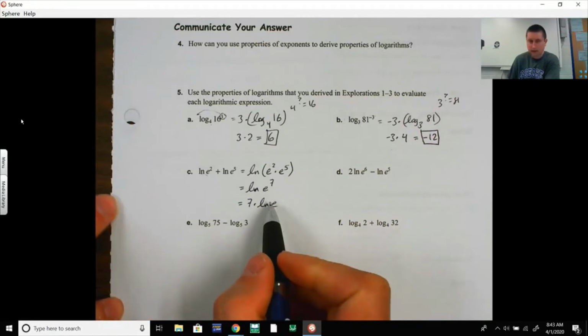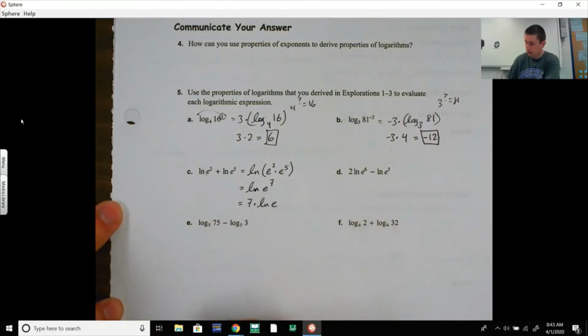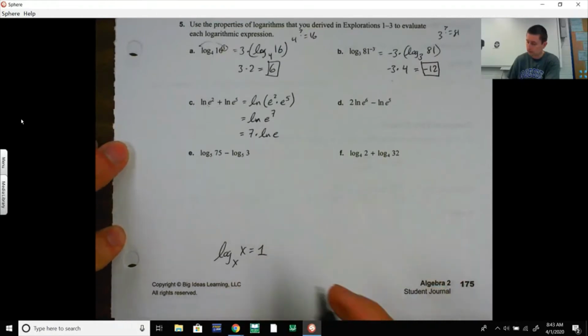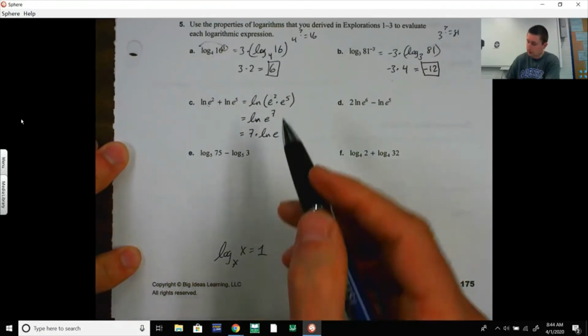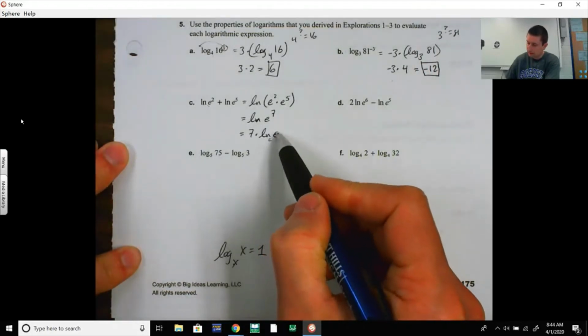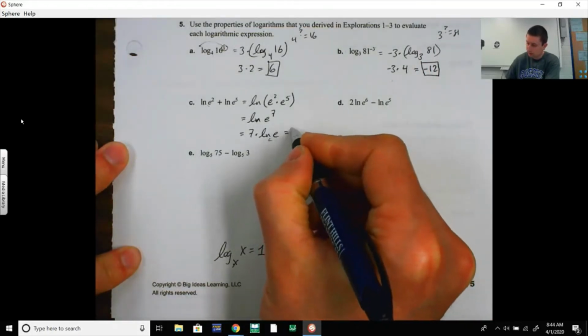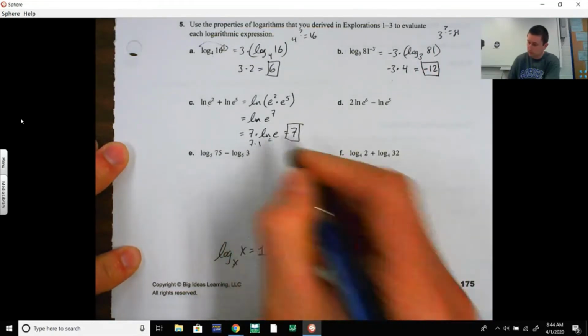Now remember, for any log, if your base equals the value that you have, if you have log base x of x, that always equals 1. Log base x of x always equals 1 if these two are the same. And that's what's happening here. Natural log has a base of e, so natural log base e of e equals 1, so that's just 7 times 1, which is 7.